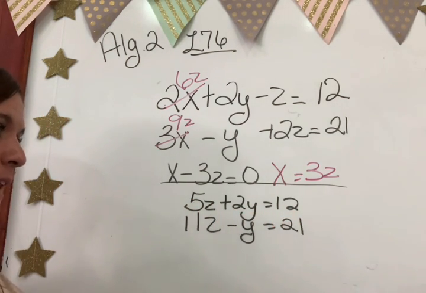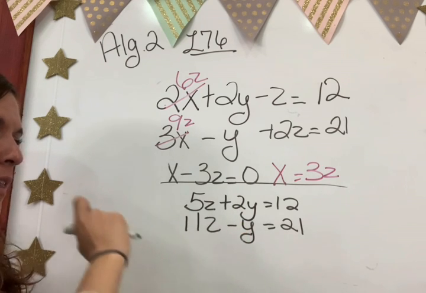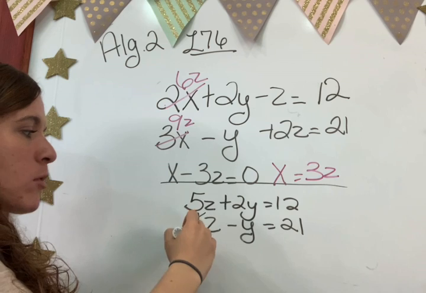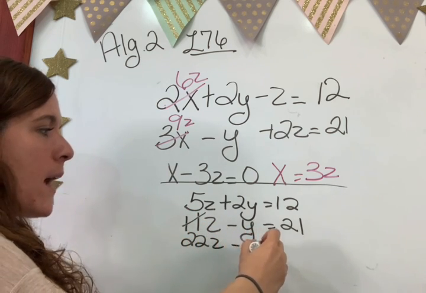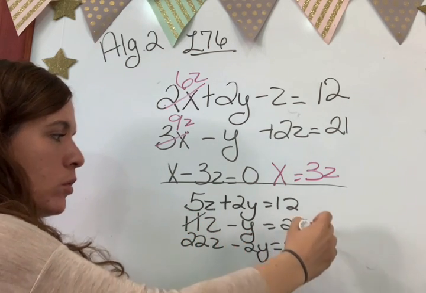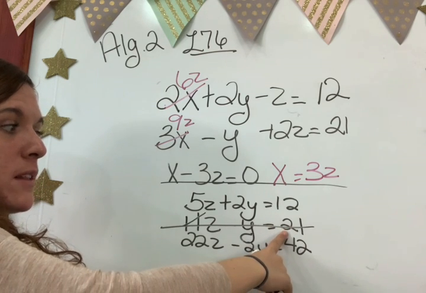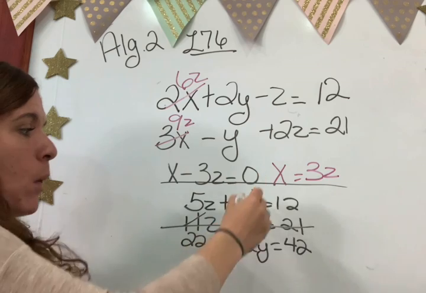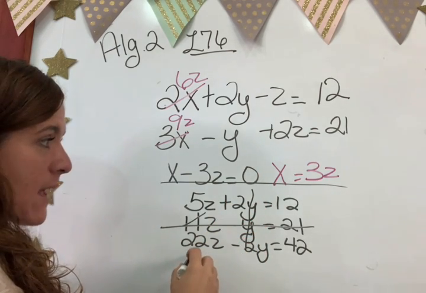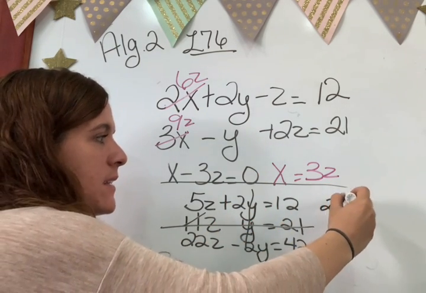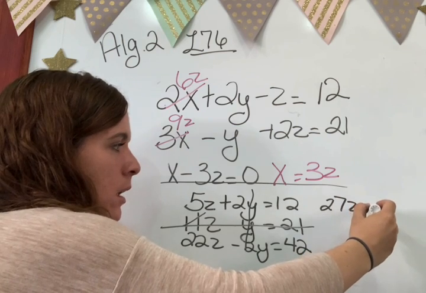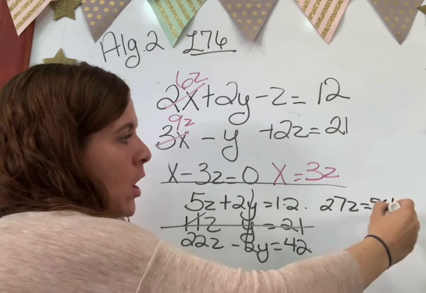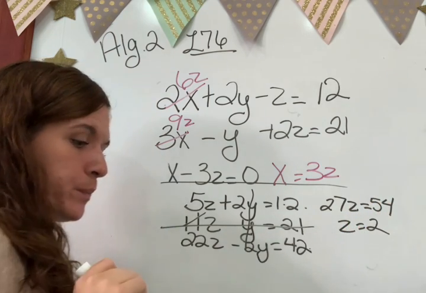Now I'm going to use elimination because I want to eliminate my y's here now that we already have a negative. So I'm going to multiply this whole thing by 2. That's going to become 22z minus 2y equals 42. Don't forget to multiply 2 over here on this side of the equal sign. It's super easy to forget. Okay, now I can eliminate my y's, and now I have 27. I'm going to write it over here so we can see 27z equals 54. So obviously z is going to equal 2.